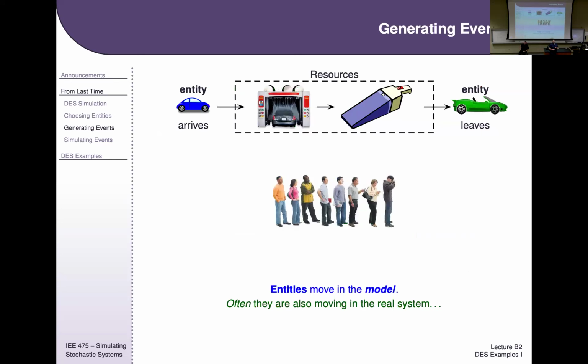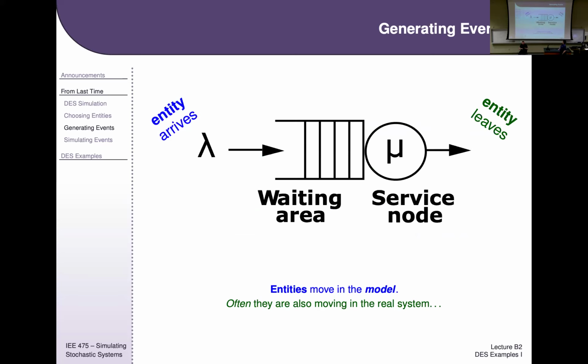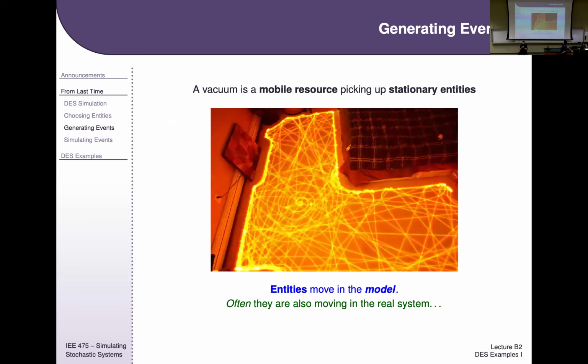Okay. So, general feature: entities move in the model. Often they're moving in the real system. Resources are the things you're competing for. So entity arrives, entity leaves, you compete for the resource.